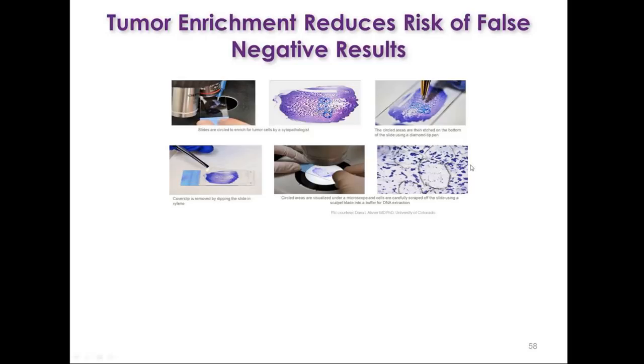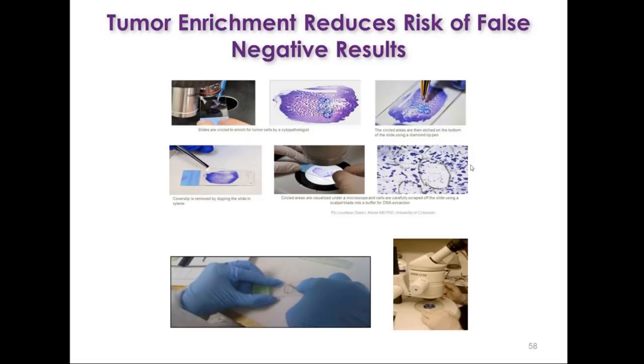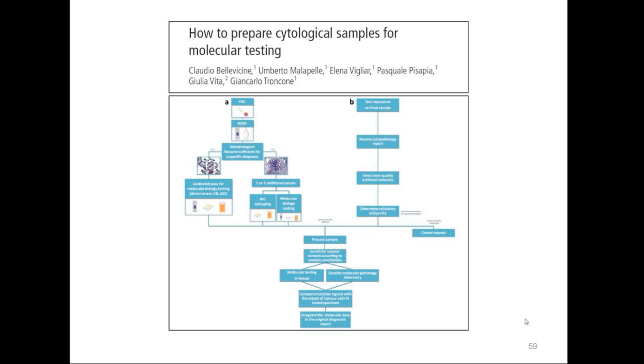Then our molecular lab tech will scrape off the areas of interest from that slide directly. Depending on how big those circles are, they'll either do a macro dissection, where you don't need a microscope and can just scrape off from the slide, or they have to do it under a dissecting microscope, so it's a manual microdissection. Shown here is a really nice publication from Professor Troncone's group in Italy that outlines how you can prepare your cytology samples for molecular testing.